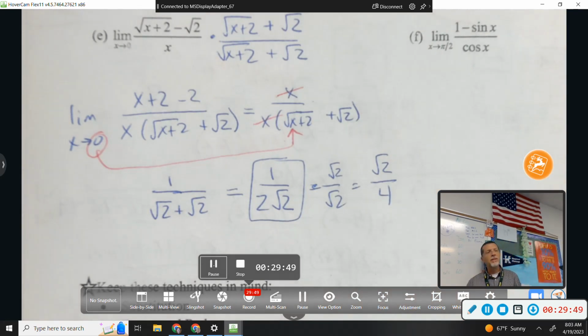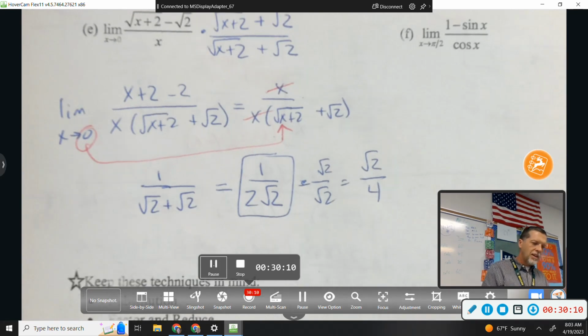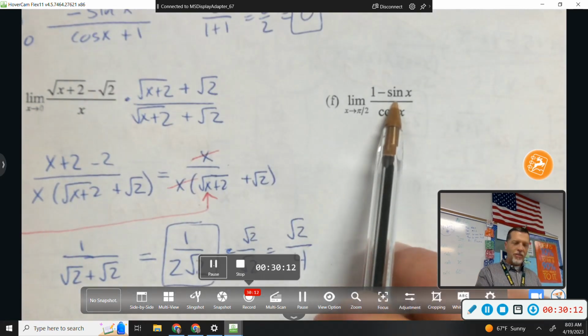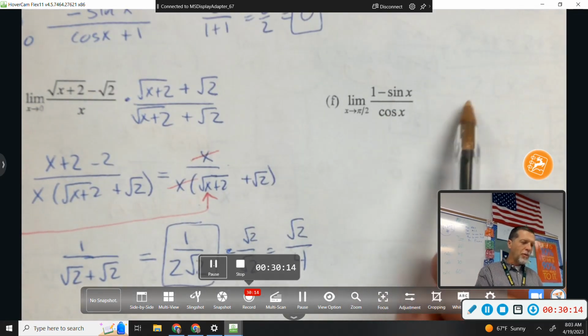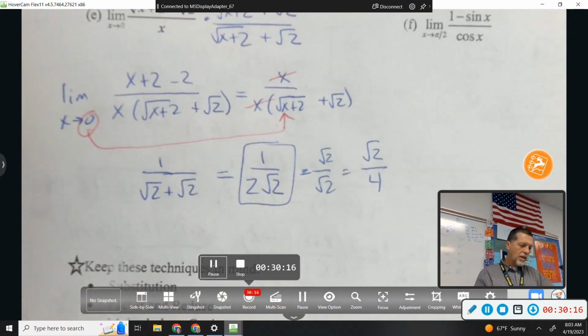I'm just going to make the call. Since we're doing calculus now, we're okay with square roots in the bottom, so we don't have to fix square roots in the bottom anymore. That's your reward for making it to calculus. It's the little things, right? You can leave square roots in the bottom. All right, you can guess what you're going to do on F. Probably multiply top and bottom by 1 plus sine and see what happens.